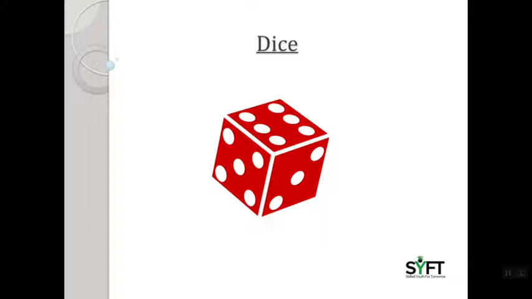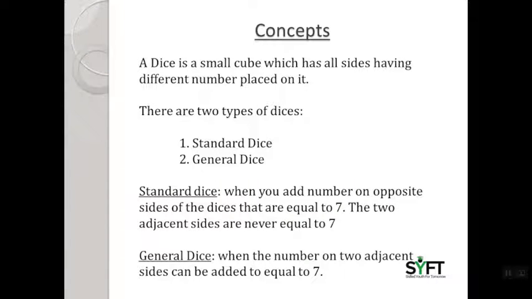Hello guys, today we are going to discuss dice. The dice is a small cube which has basically 6 sides and each side has a different number placed on it. In most dice you will see the numbers 1 to 6 present.